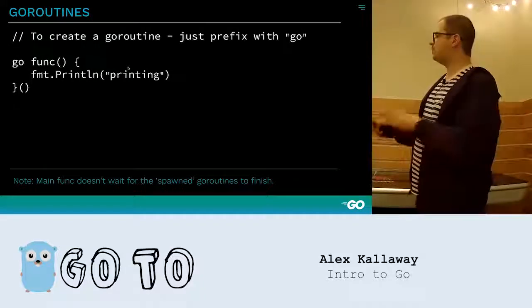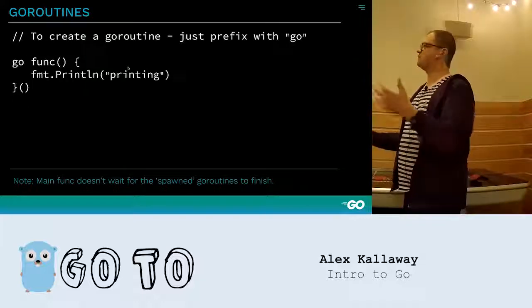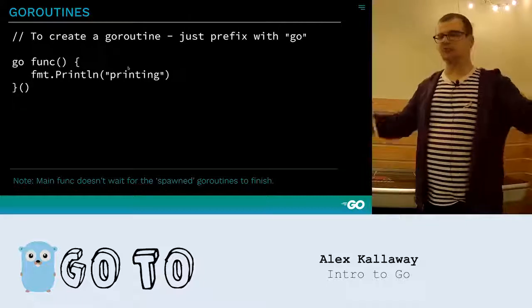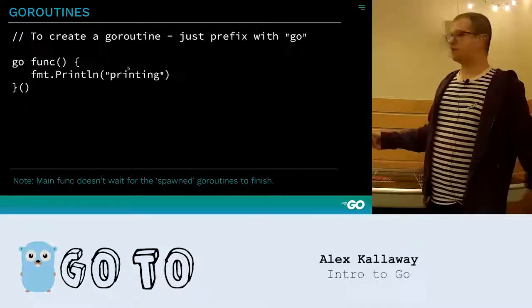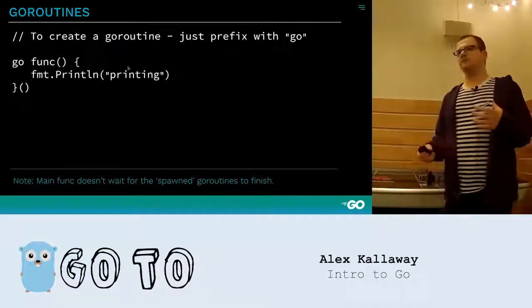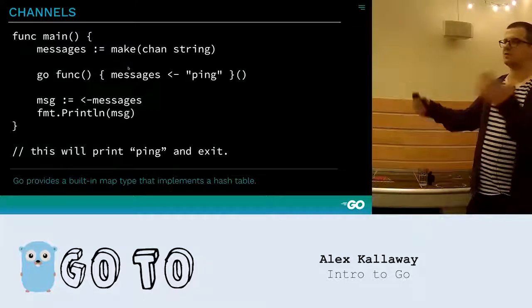But if we spawned this in the main function, the main function doesn't care about any child Go routines that it has, and it just runs, and when it's done, it's over. So you have to make it so that it will wait somehow. And some ways to make it wait, this is one of the ways.